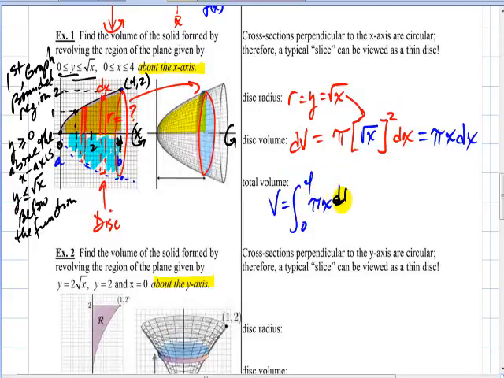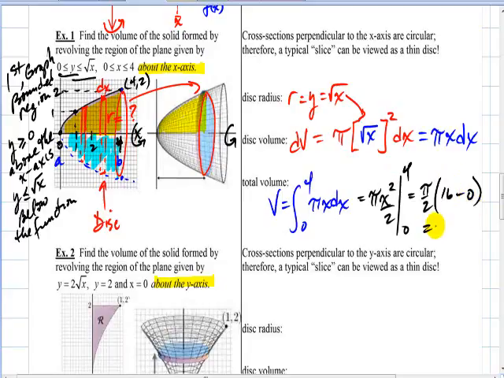Let me rewrite that a little bit better here. Pi x dx. You want to integrate that from 0 to 4. So if you want, you can pull out the pi. So it's going to be pi times the integral of x. And what's that? Well, it's x squared divided by 2, evaluated from 0 to, not 2, but 4. Okay? So it's going to be pi halves times whatever 4 squared is. So 4 squared, 16, minus 0 squared, 0. So you get 8 pi in this case, cubic units here, because that's volume.